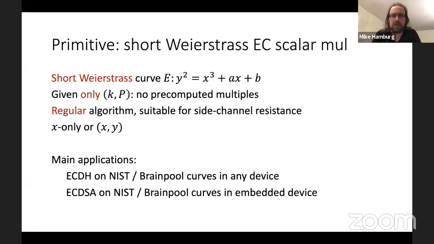Hi all. So this is a paper on how to speed up elliptic curve scalar multiplication on short Weierstrass curves. So that would be like the NIST or the Brainpool curves. And it's a Montgomery ladder or a Joye ladder. So you're given only the scalar and the point that you want to multiply, not any table of precomputed multiples of P or anything like that. And then it's a regular algorithm, so it's good for side channel resistance. And we can do either X only or XY. In some cases, XY is slightly more expensive.